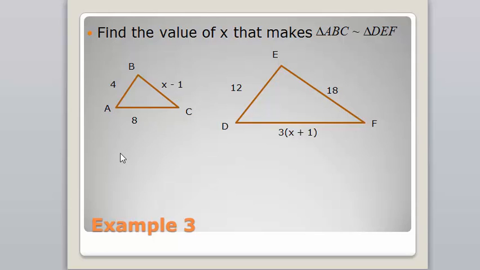So, let's set up a proportion. The way the similarity statement's written, AB must correspond with DE. So I'll say 4 is to 12 as x minus 1 is to EF, 18. Now let's solve the proportion. 4 times 18, well, 40, plus 32 is 72, equals 12x minus 12.